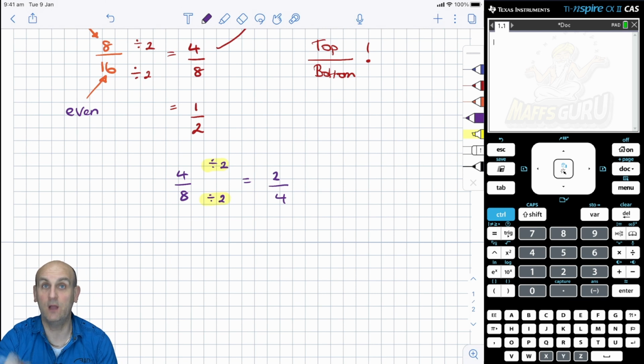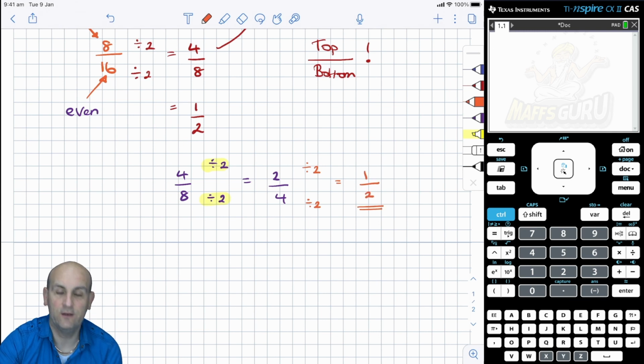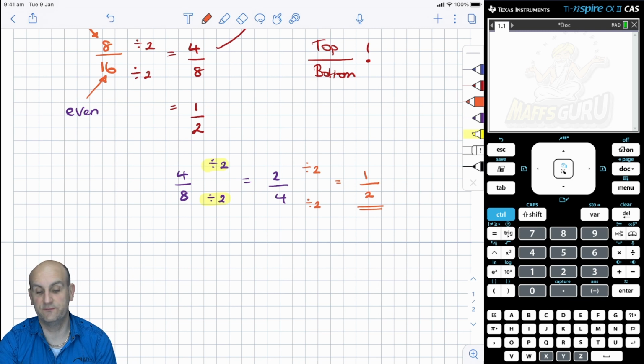And you keep going until you cannot do it anymore. So again, they're both even numbers, so I'm going to divide by 2 and I'm going to divide by 2. 2 divided by 2 is 1. 4 divided by 2 is a half. And we cannot go any lower. The only way I could divide those is by 1, and if you keep dividing by 1, you're going to get the same number. And lo and behold, there we go.